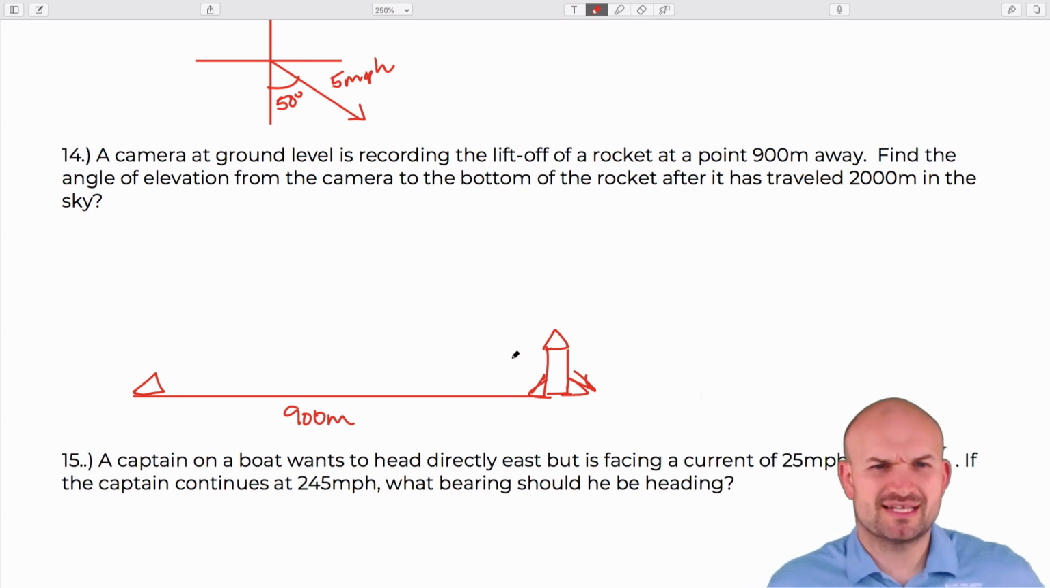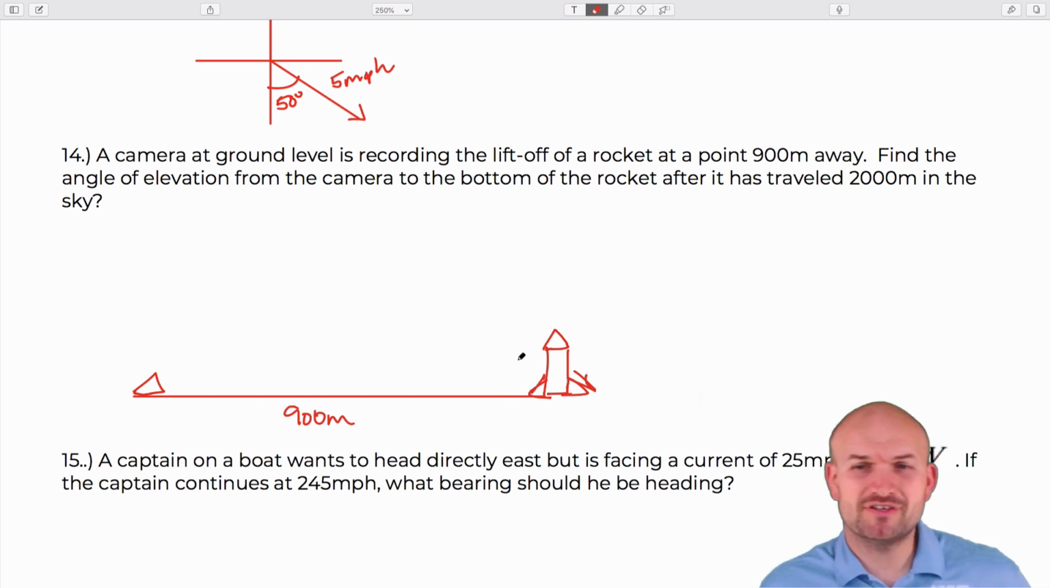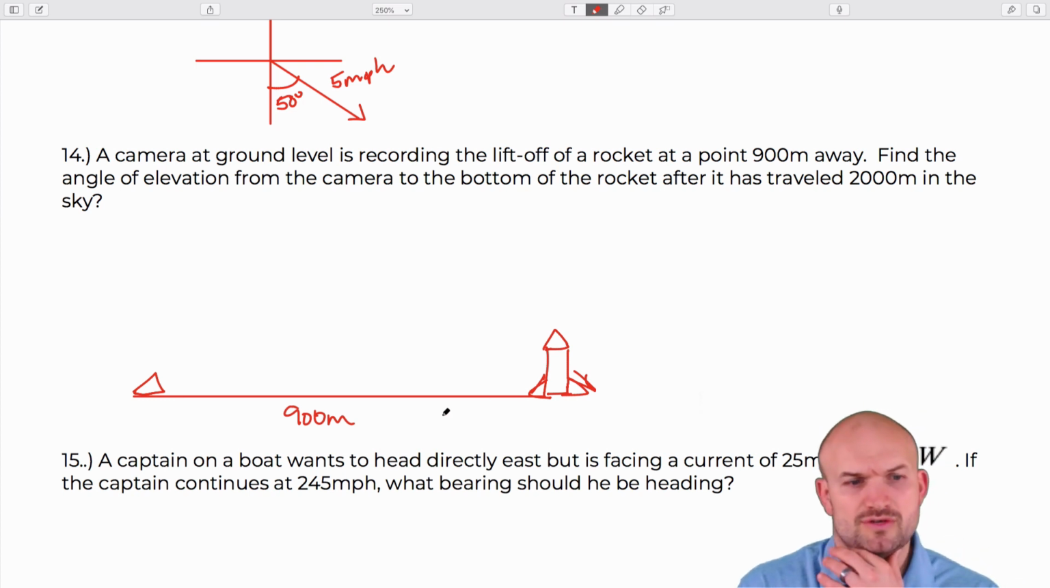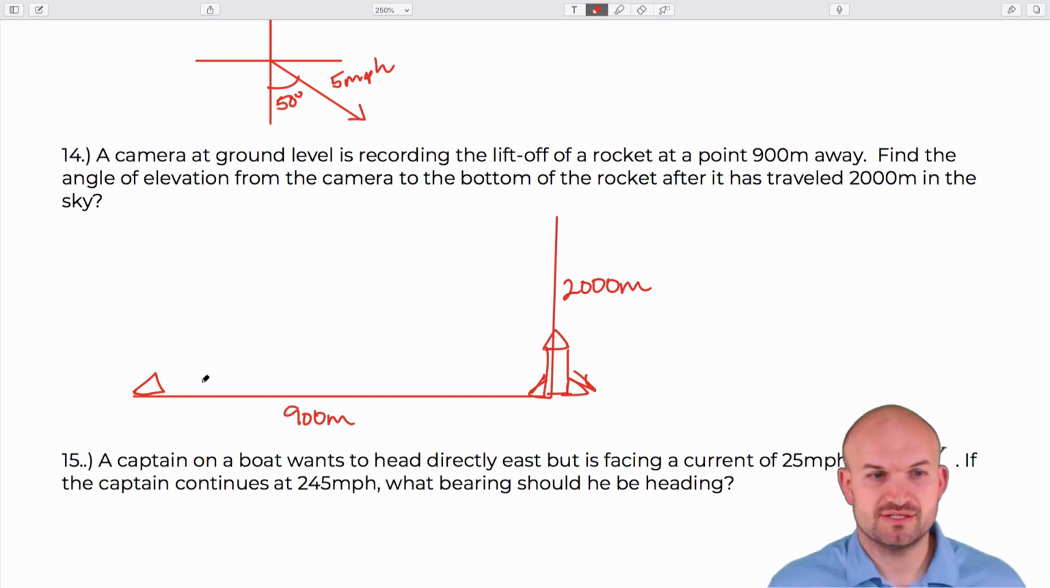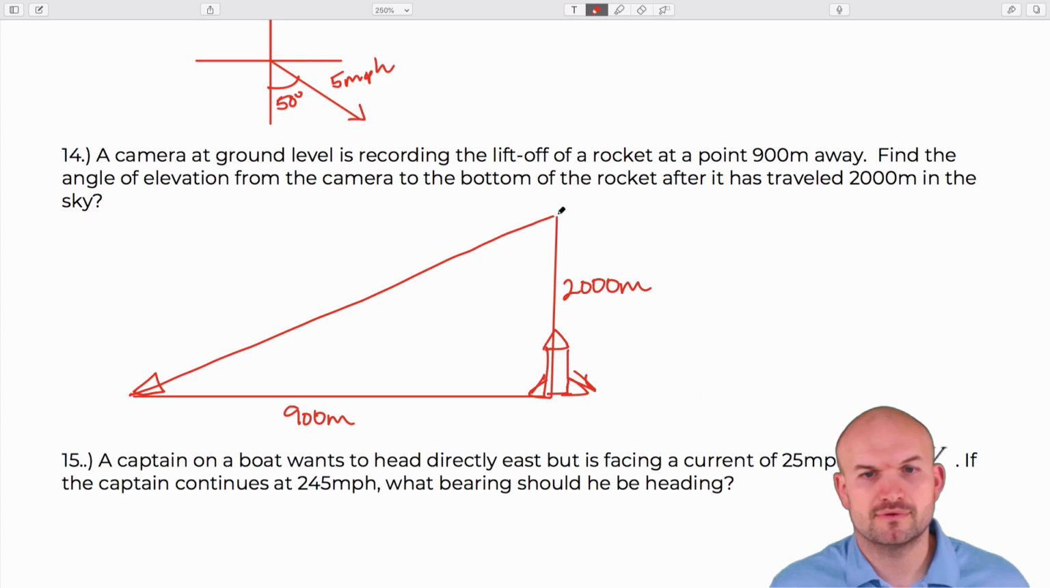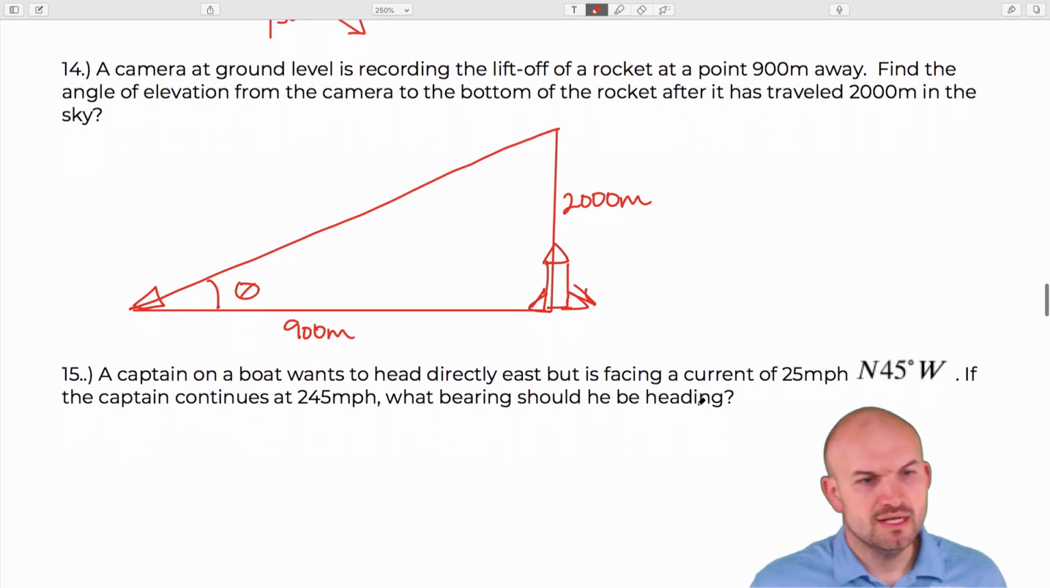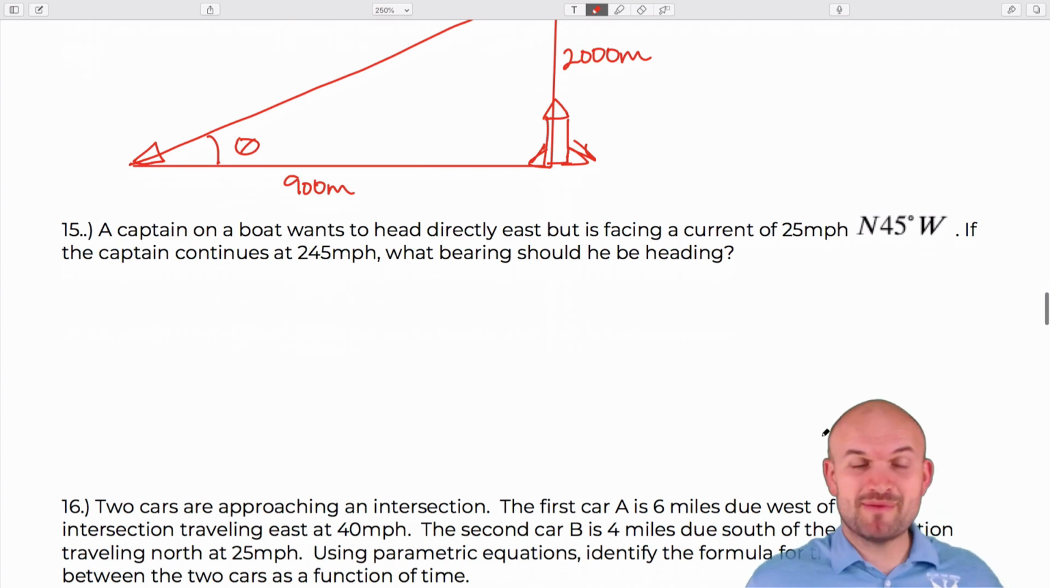Find the angle of elevation from the camera to the bottom of the rocket after it has traveled 2,000 meters in the sky. So therefore, here we go, 2,000 meters, and we want to find what is the angle of elevation? Okay. So we're going to be looking for our theta. The next one. Now we're past halfway.